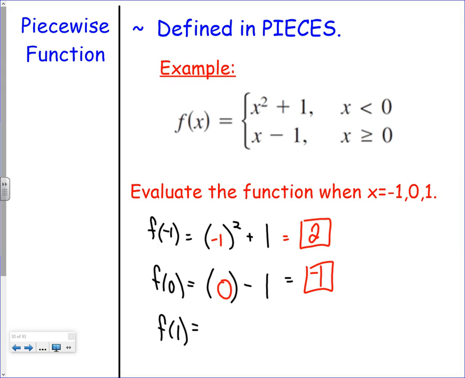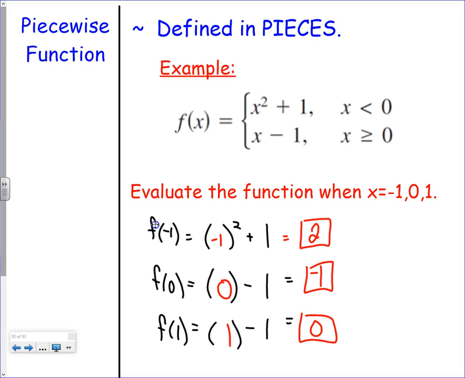And then last but not least, for 1, which piece? Bottom piece, yeah, you have to hit this positive. Plug in your 1. Which is 0, done. Okay, piecewise functions.